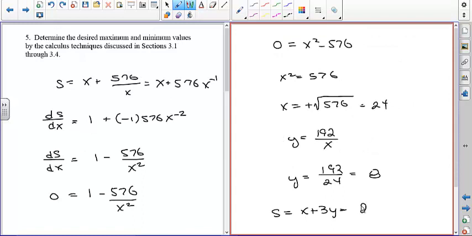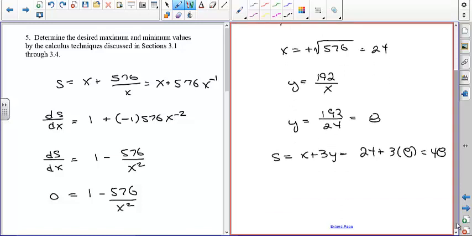I've got x, which is 24, plus 3 times 8, which is 24. So that's 48. So that's the sum. That's what we're trying to minimize. Now, if I picked any other number than 8 or 24, let's say I let x equals 20.